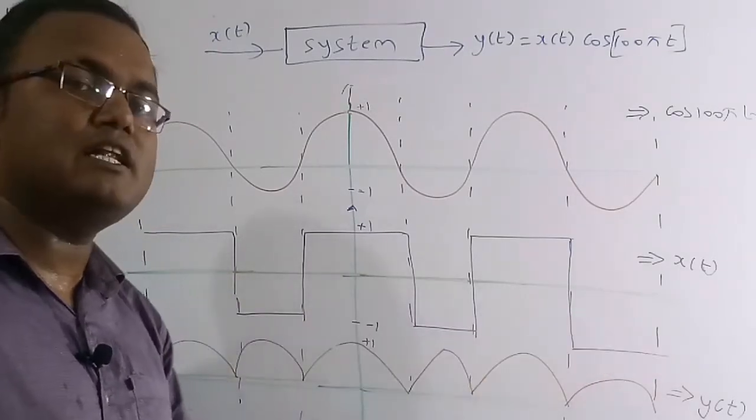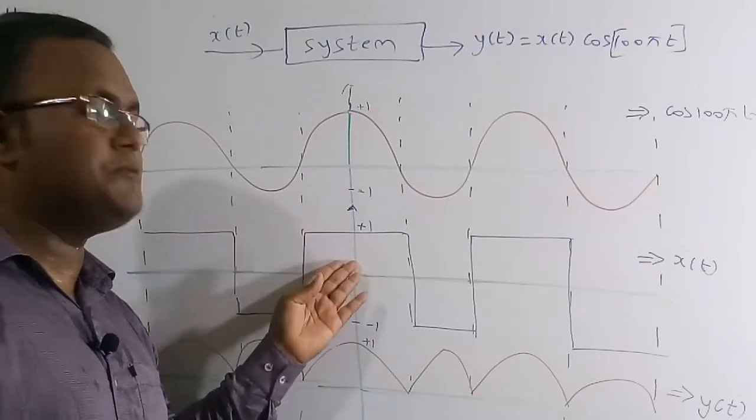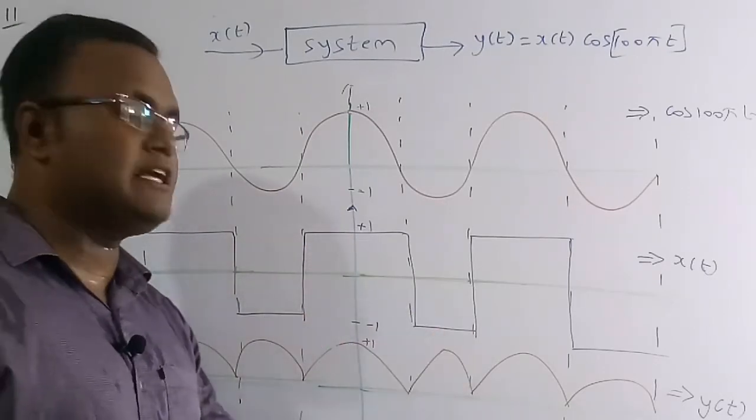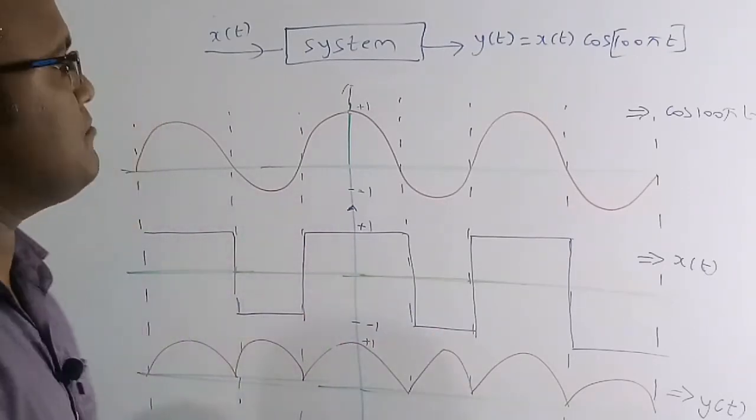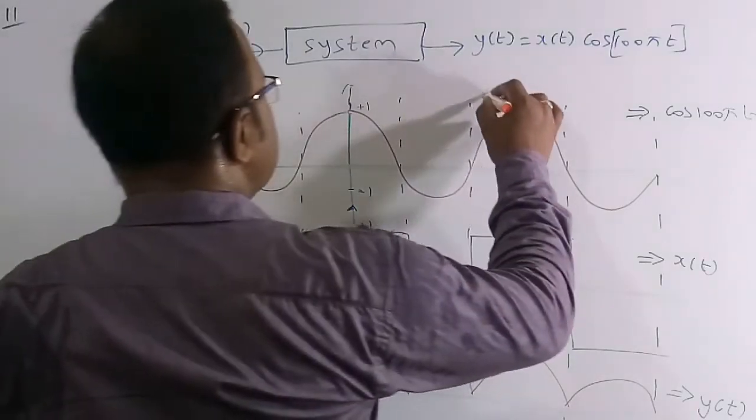So therefore we can conclude that for every bounded input, if the output is bounded, we can tell that the system is said to be a stable system. Means this system is nothing but a stable system.